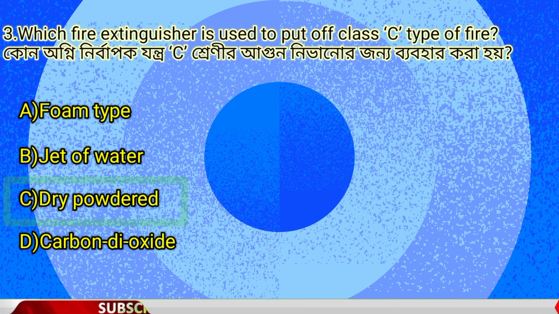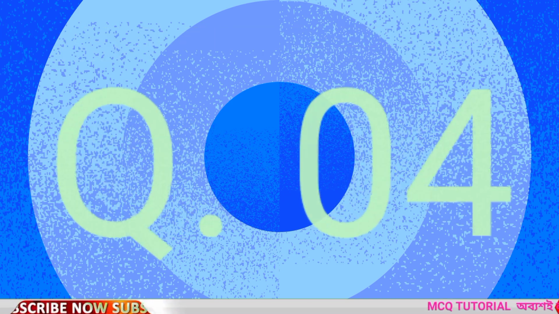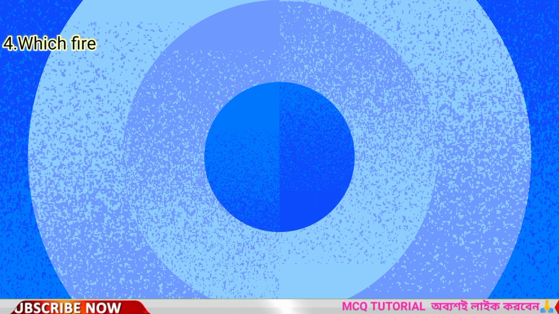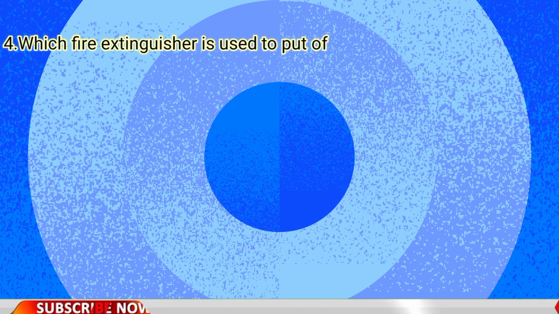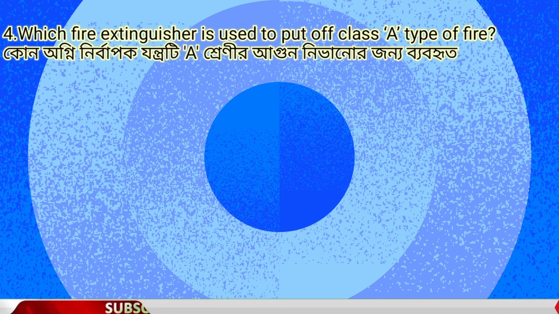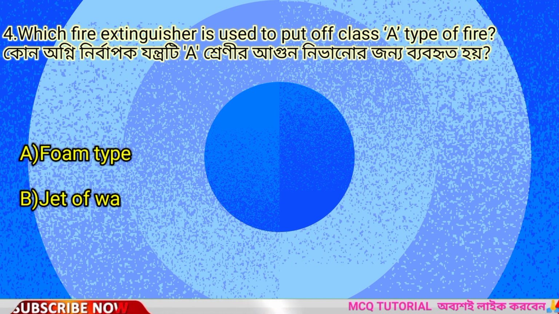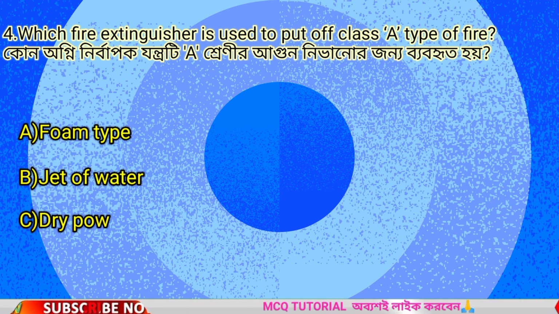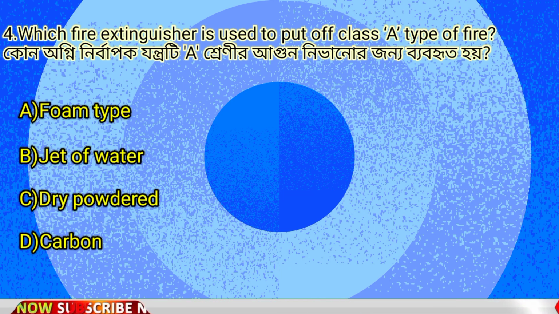The answer will be option C, dry powder. Which fire extinguisher is used to put off Class A type of fire? Option A, foam type. Option B, jet of water. Option C, dry powder. Option D, carbon dioxide.